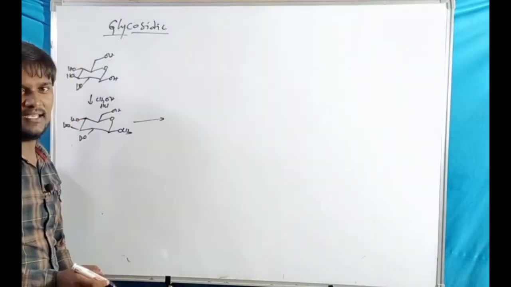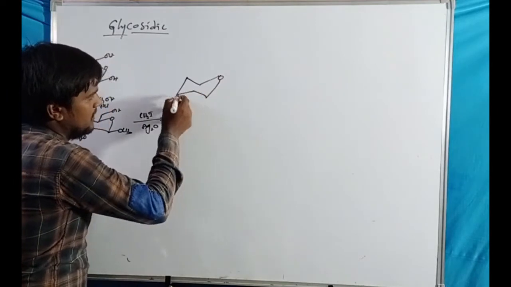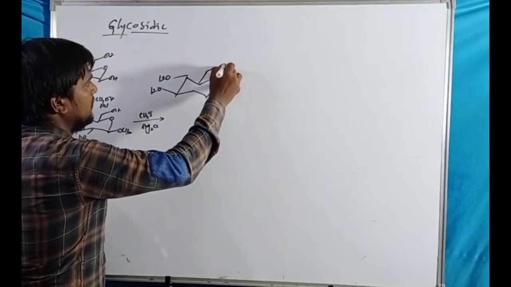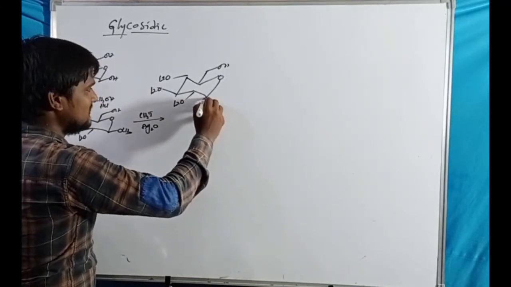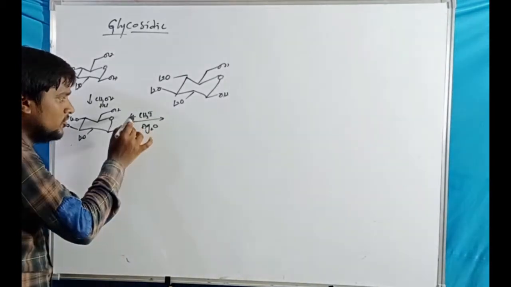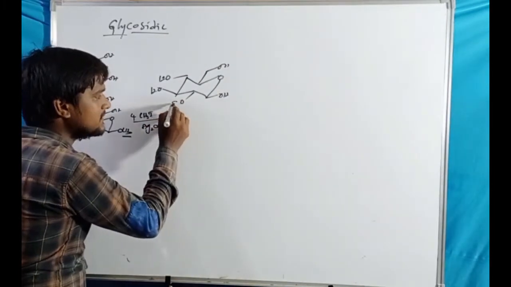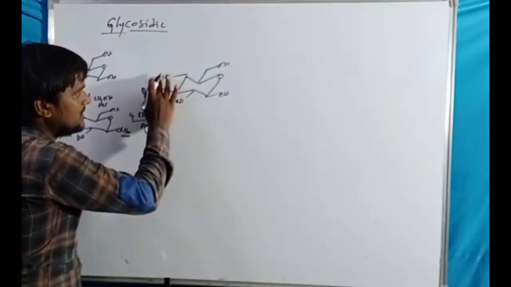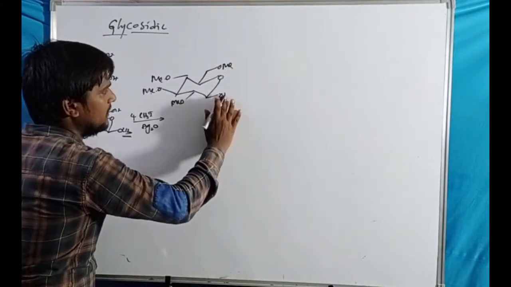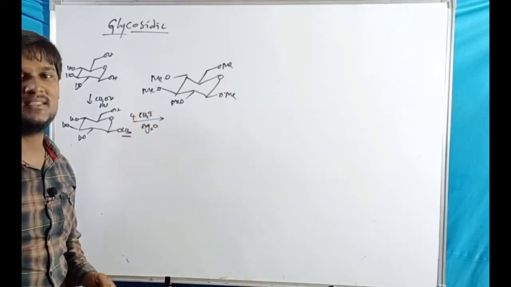Whenever the glycoside is treated with methyl iodide, especially alkyl iodide, in presence of silver oxide, here already the anomeric OH is methylated. Whenever we use four moles of methyl iodide in presence of basic medium Ag2O, all the OHs can convert into the corresponding methylated ethers. All the OHs only, not the ring O. Now here it forms the pentamethylated derivative, so here it requires two steps.